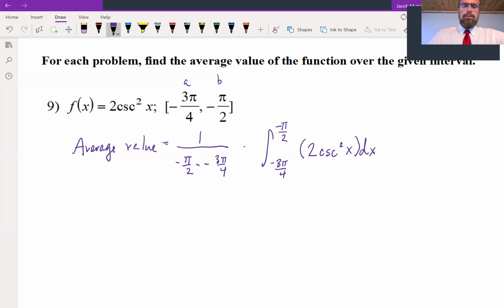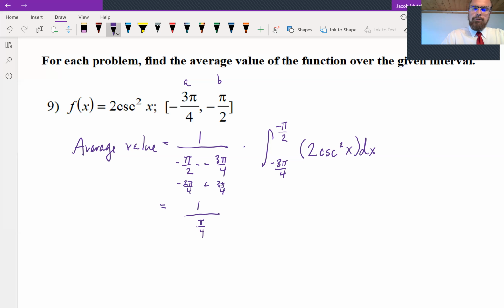Let's reduce this fraction first. So this is going to become 1 over negative pi over 2 minus negative 3 pi over 4. I can combine those pi values below. If I call this first one negative 2 pi over 4, and then I'm going to add it to 3 pi over 4, I can just add my numerators. This is going to be 1 over pi over 4.